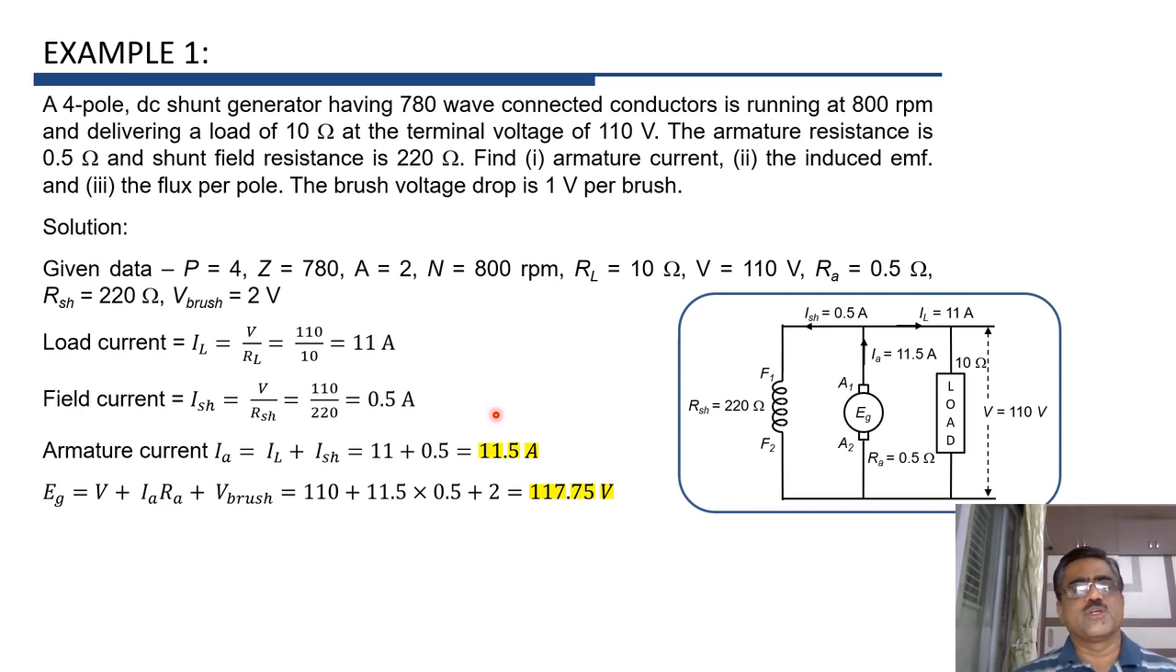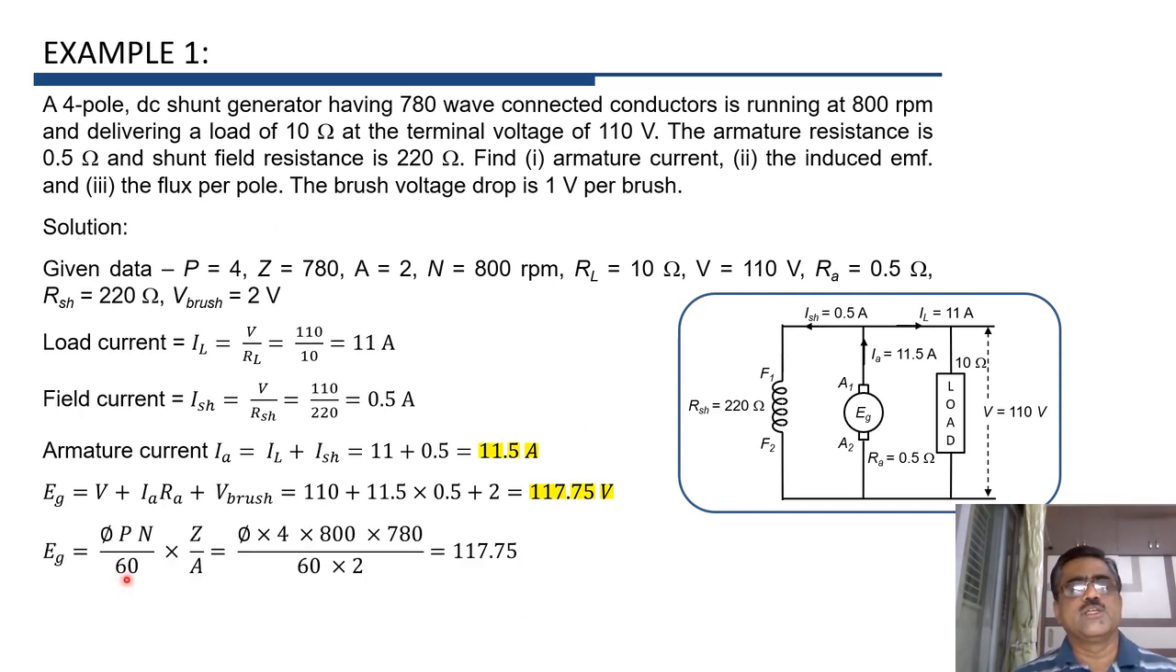Now we have to determine the flux per pole. We know the expression for Eg, and Eg is given by phi Pn upon 60 into Z upon A. So here we have to determine phi. We know the number of poles is 4, N is 800 RPM, number of conductors is 780, number of parallel paths is 2, and Eg is equal to 117.75. Solving this, we will get the value of flux phi, and phi is equal to 0.0056 Weber.